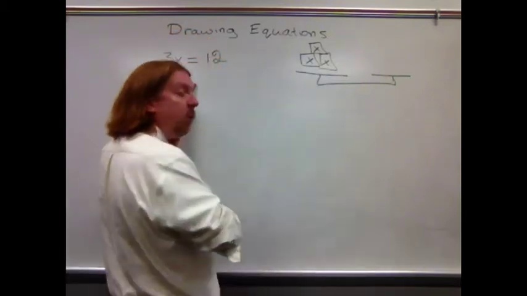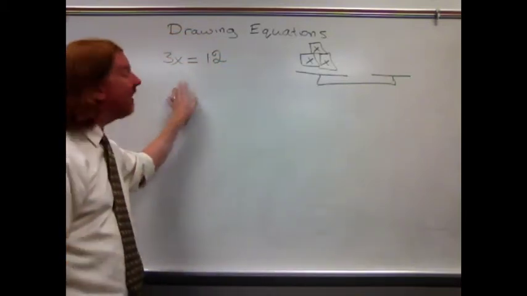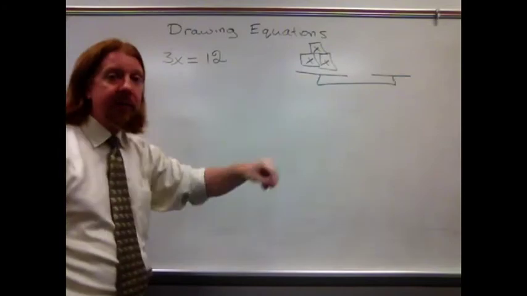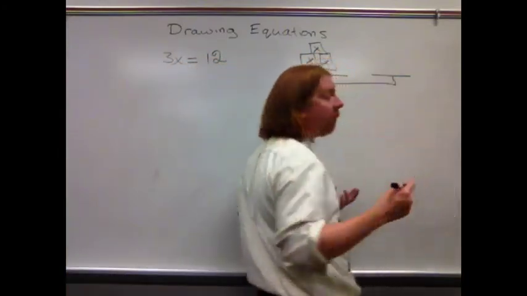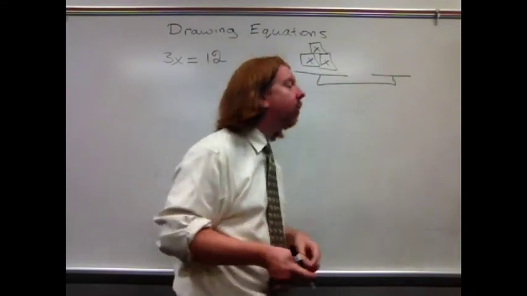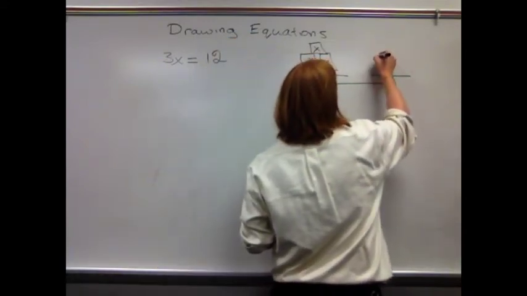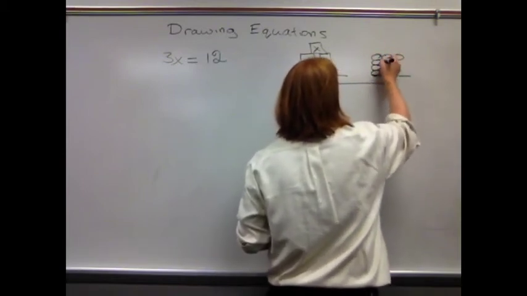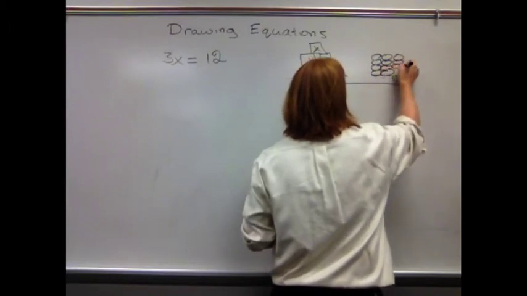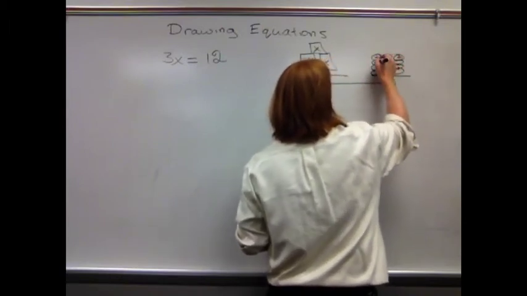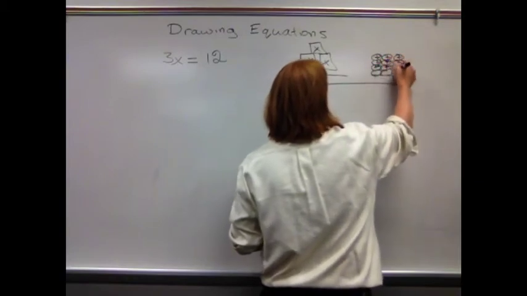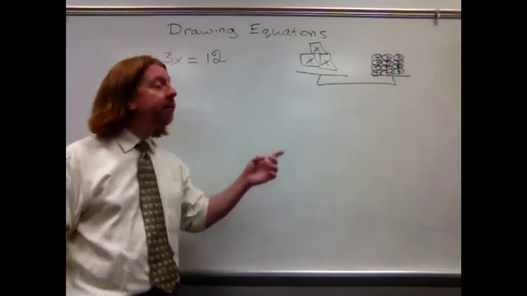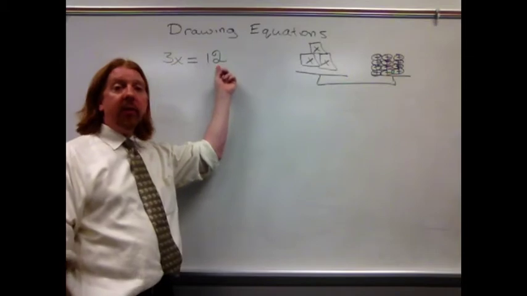Now, on one side of the equation, I have 3 boxes, or 3x. On the other side of the equation, I have 12. Okay, let's go ahead and draw the 12 plus signs. Because 12 is an even multiple, it's pretty easy to draw. I'm going to go 3 over and 4 down. One, 2, 3, 4, 5, 6, 7, 8, 9, 10, 11, 12. There we go. I now have 3 unknown boxes equaling 12 items.